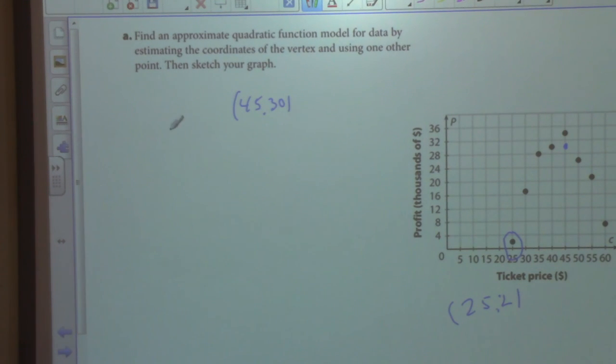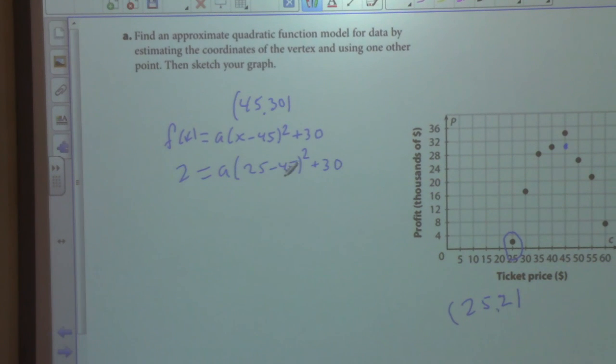Let's go ahead, Bryce. What do we got? We got f of x equals a times (x minus 45) squared plus 30. That's where I am. Okay, good. So let's just go ahead and finish the rest of it. So we're using this 25, 2, right? Yeah. So 2 is equal to a times (25 minus 45) squared plus 30, is that right? Yep.